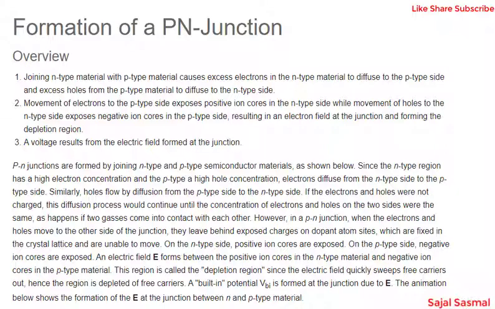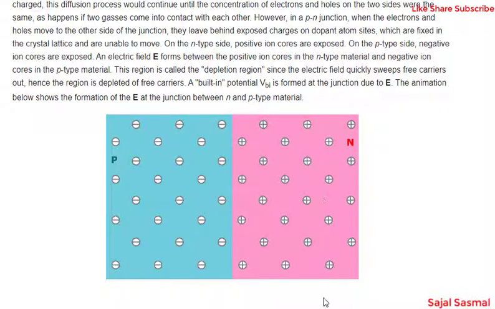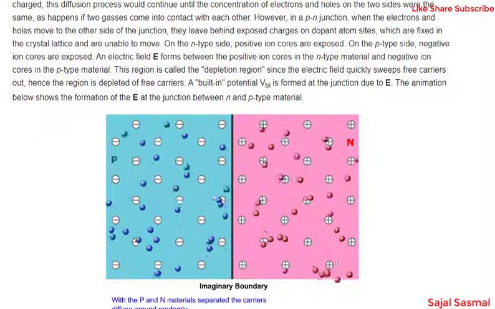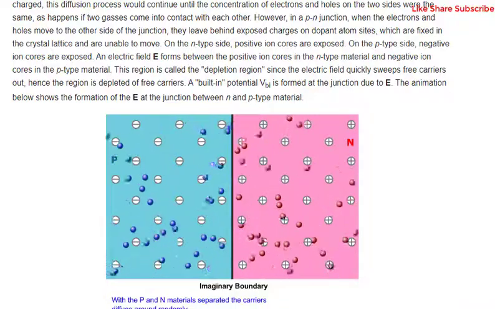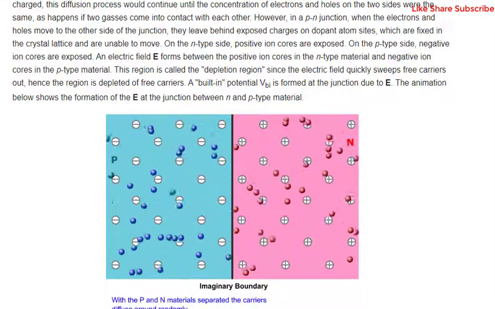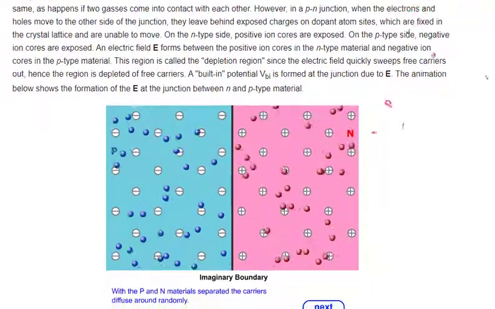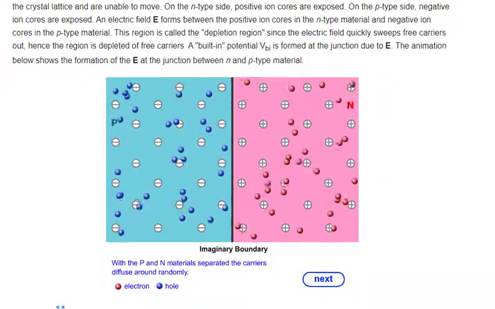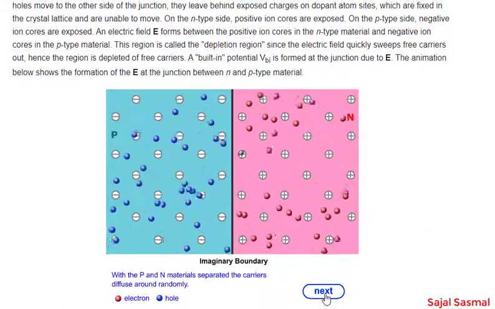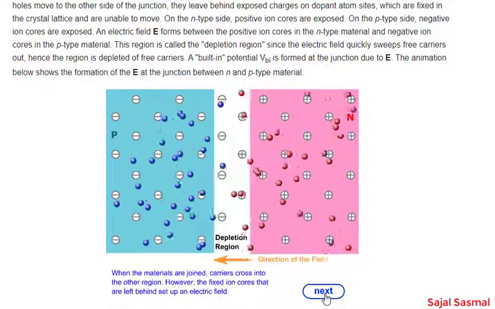PN junctions are formed by joining N-type and P-type semiconductor materials, as shown below. Since the N-type region has a high electron concentration and the P-type a high hole concentration, electrons diffuse from the N-type side to the P-type side. Similarly, holes flow by diffusion from the P-type side to the N-type side. If the electrons and holes were not charged, this diffusion process would continue until the concentration of electrons and holes on the two sides were the same, as happens if two gases come into contact with each other.